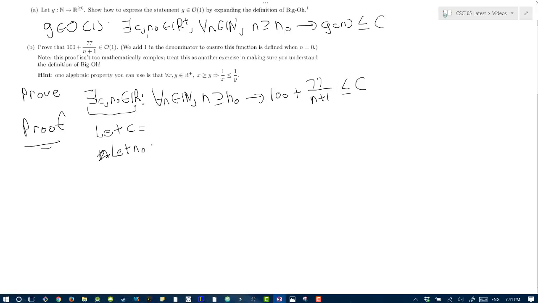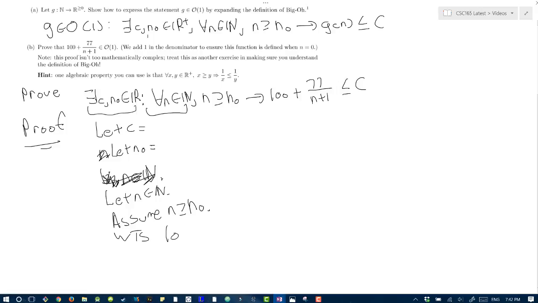Proof. Okay, so this part, existential, so we choose a value. And as usual, we're not going to choose it yet. We're just going to write it out and see what we need. We choose it after. Okay, sorry. So next part here, we're going to let n be arbitrary. So rewrite that. Let n be arbitrary.